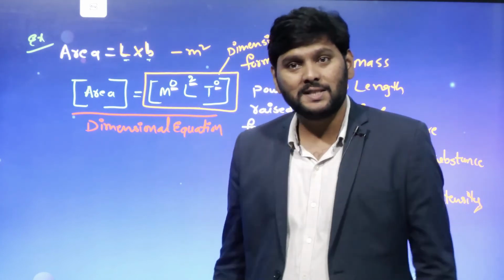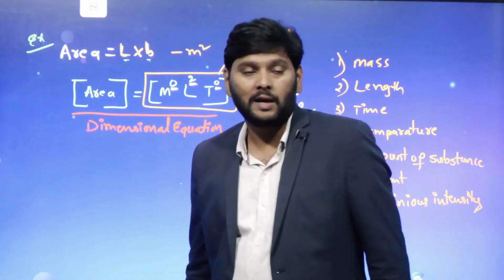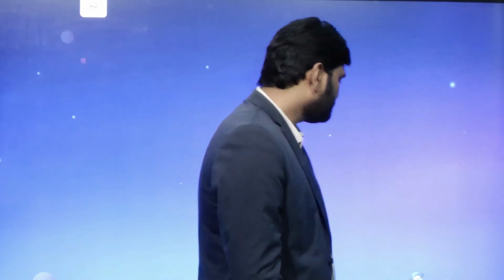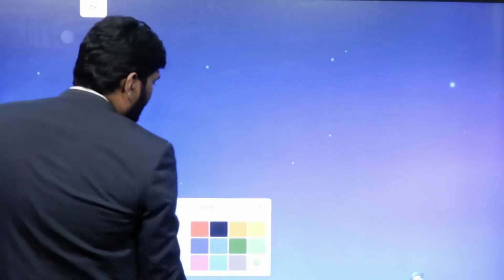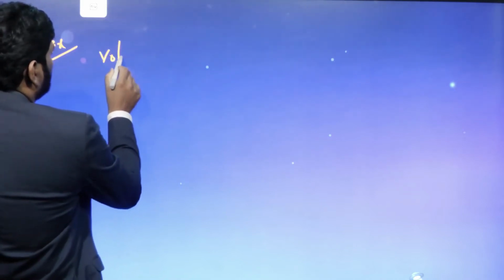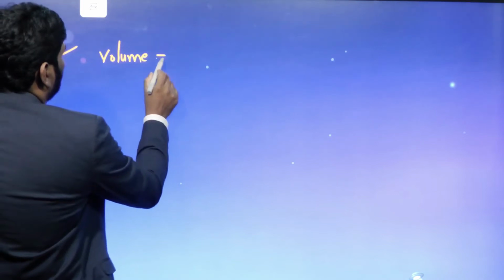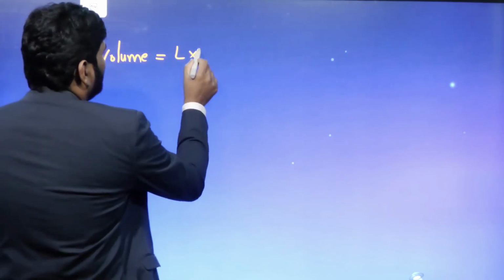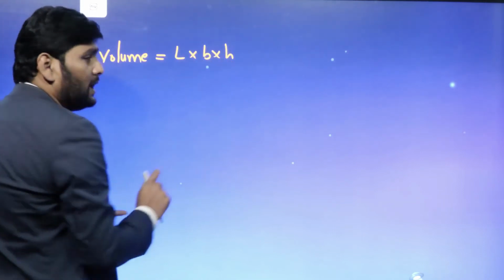So let me give one more example so that you will get more clarity. I'll take one more easiest quantity, which is volume. Understand, children? Volume is one more easy quantity. I'm taking one more equation here, volume. You know the volume formula: length into breadth into height.